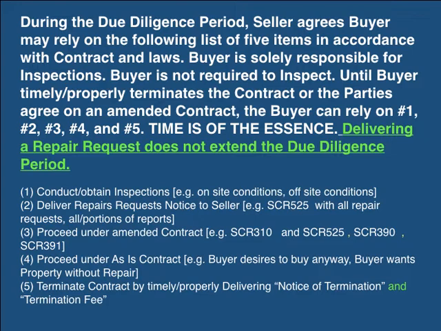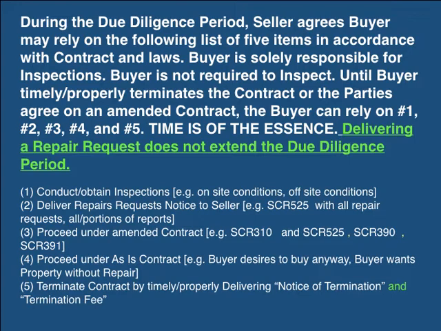Number 3, to proceed under an amended contract. SCR 310 and SCR 525, 390, or 391. You can use addendums, different contract addendums, once you come to negotiating the repairs and what you want to do. Number 4, proceed under an as-is contract. That means the buyer decides to buy anyway. The buyer wants the property without repairs. That's the buyer's choice. Or 5, terminate the contract by timely, properly delivering notice of termination and a termination fee.